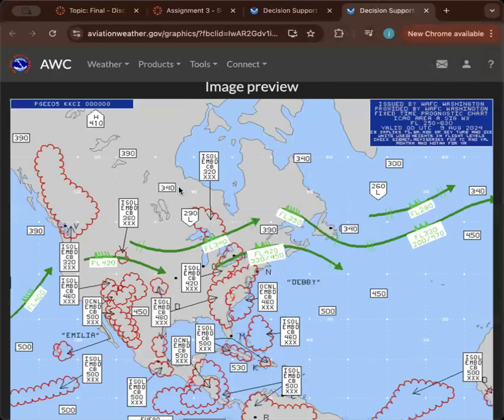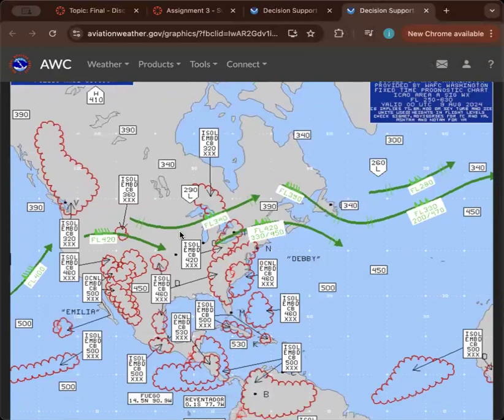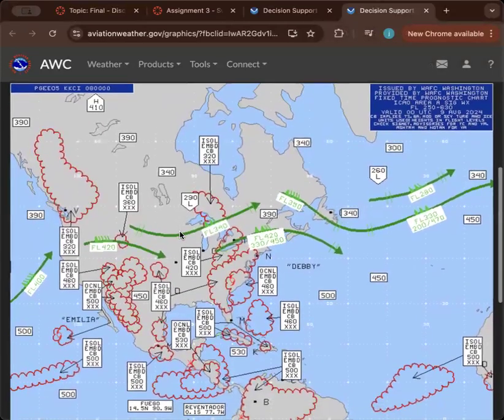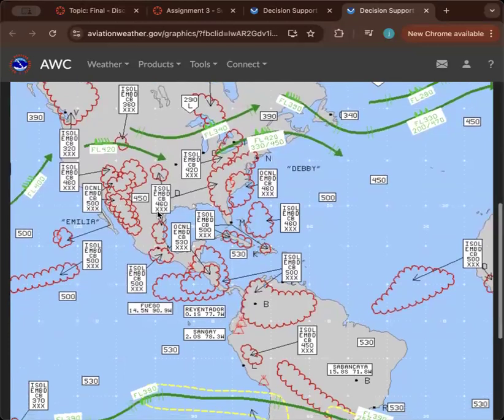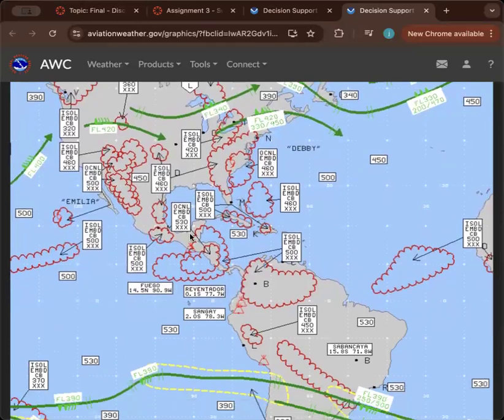Okay, now we're going to the high level prognostic charts. These charts are used a lot more by commercial pilots, airliners, and so on, because these are generally the elevations they'll be flying at. They're also used to depict thunderstorms, turbulence, jet streams, and other hazards that airliners might run into at that elevation. These charts are between 25,000 and 63,000 feet. It's the highest chart there is to show you the weather where these pilots will be flying.